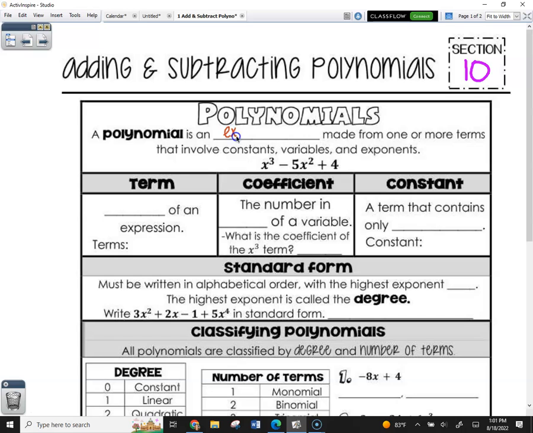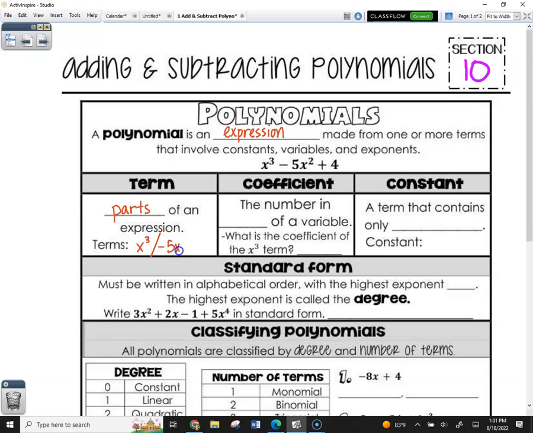Polynomial is an expression made from one or more terms that involve constants, variables, and exponents. Poly means many, so it is an expression of many terms. The word term means parts of an expression. Some examples: x cubed is a term. I'm going to draw a slash to separate. It doesn't mean divide. I'm saying, hey, here's another example.